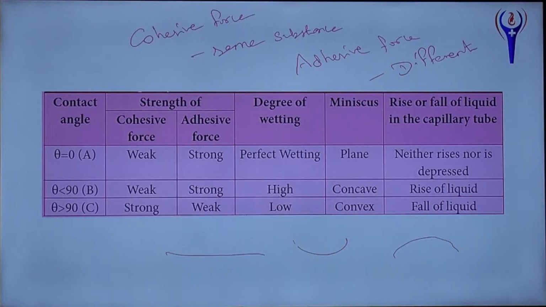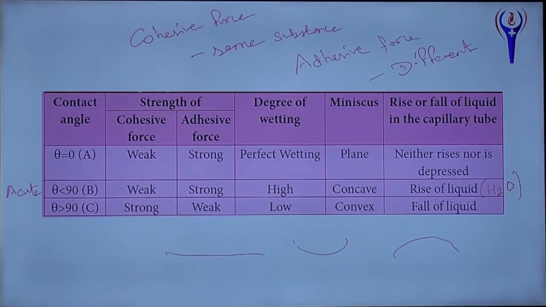And if theta is less than 90, does theta less than 90 mean it's acute or obtuse? Acute. That is acute. If it is acute, the cohesive force is weak and the adhesive force is strong. The degree of wetting is also high and the meniscus will be concave. Concave meniscus, where we have seen water in a capillary tube when it is dipped in water. Rise of liquid, the liquid here will be water.